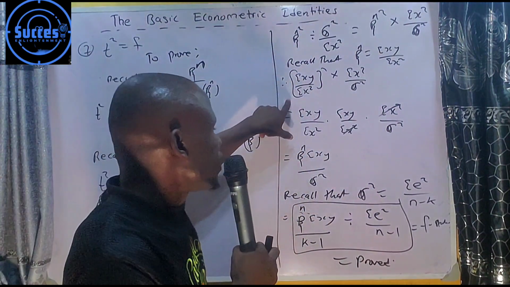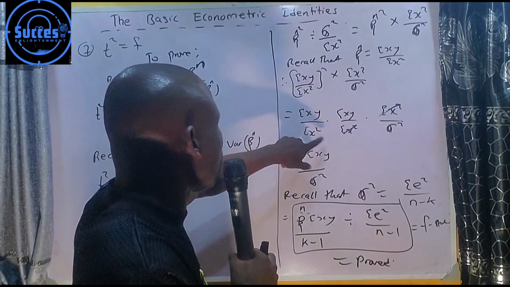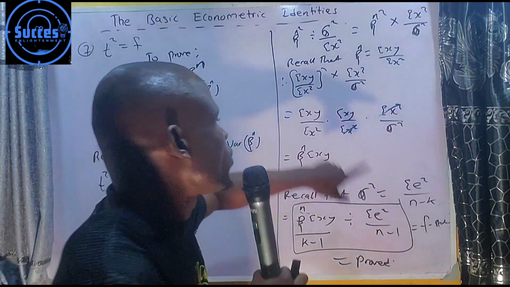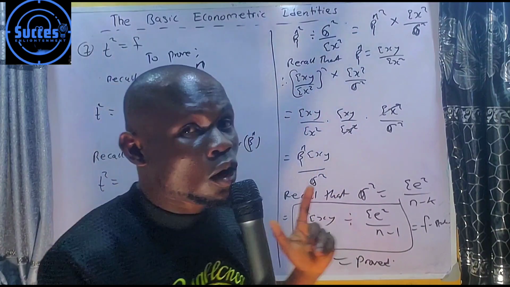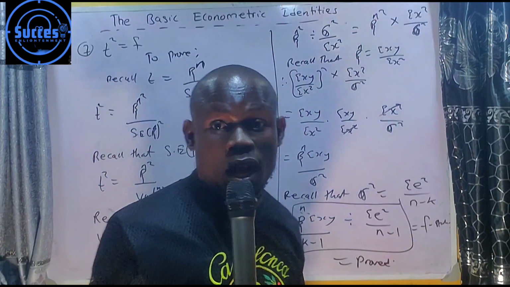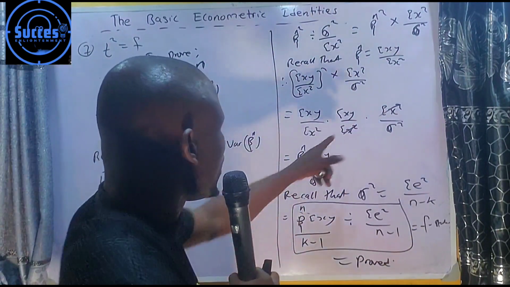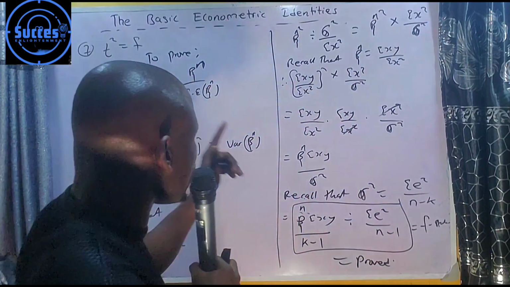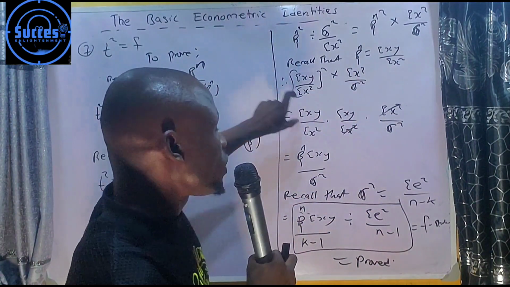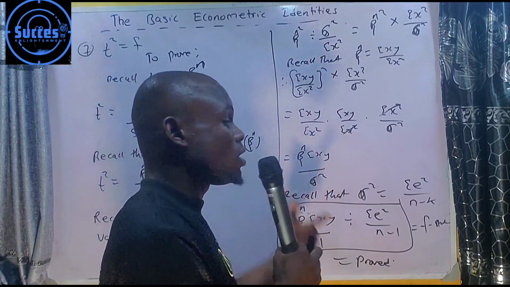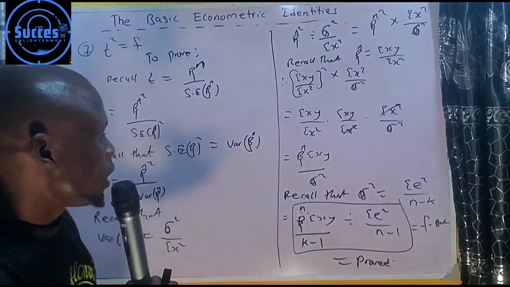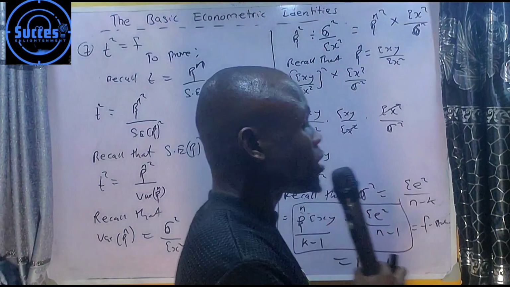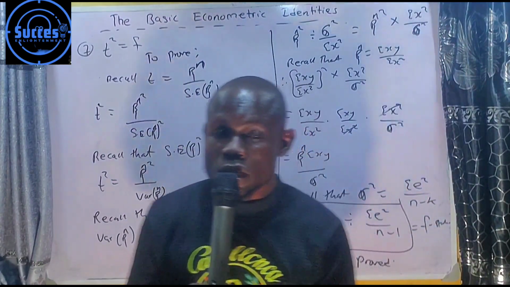So when you substitute that there, you have summation xy over summation x square, times summation xy over summation x square, times summation x square all over your sigma square. So in that way, x square will cancel x square. You have this which is your beta cap times summation xy divided by your sigma square. And what is sigma square? Sigma square is the same thing as summation e square divided by what?